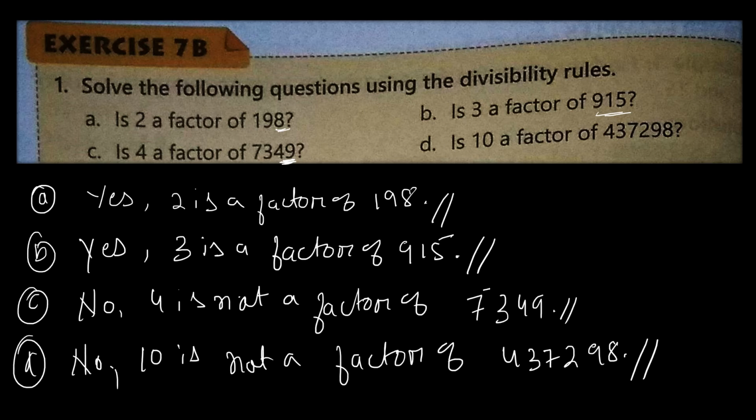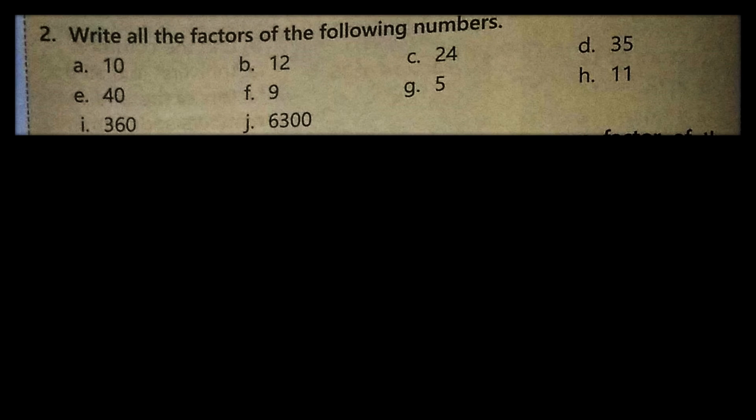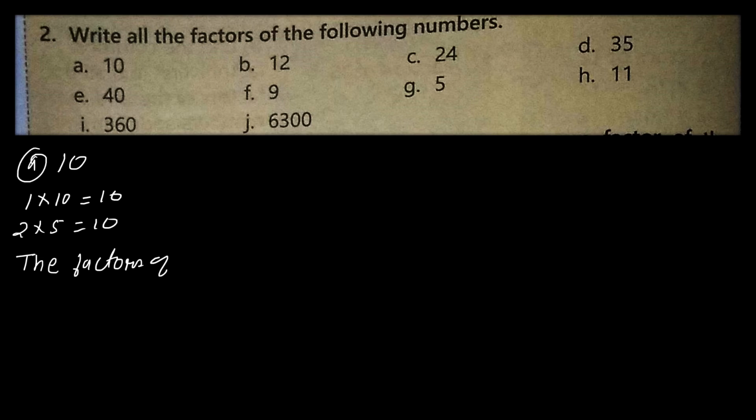Got it, children? Next, let's do question number 2: write all the factors of the following numbers. We'll start with number A, 10. So 1 multiplied by 10 is equal to 10. Then 2 multiplied by 5 is equal to 10. 3, not possible. 4, 5. Yes, we started repeating. So the factors of 10 are 1, 2, 5, and 10.